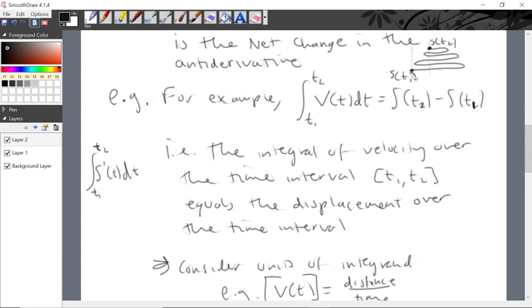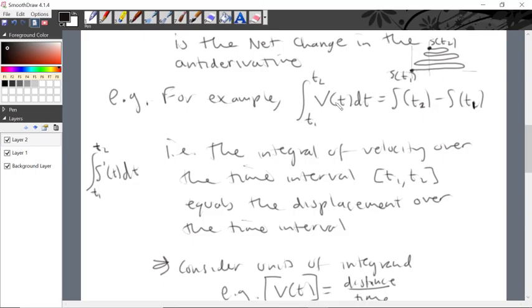Imagine this is moving back and forth, but along a line. When you do s of t2 minus s of t1, we're not finding the distance the object traveled. We're finding how far it is at the end from where it was at the beginning. That is the displacement of the object.